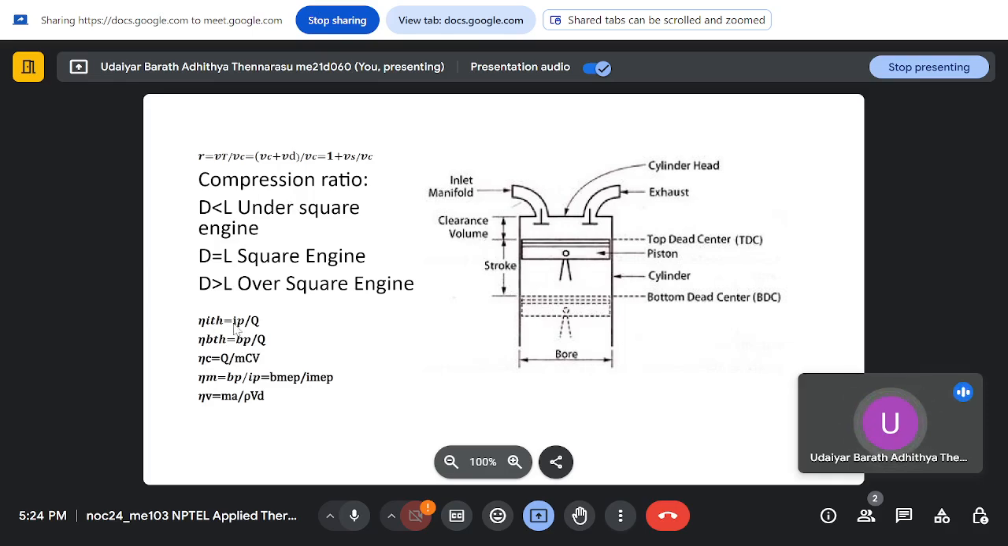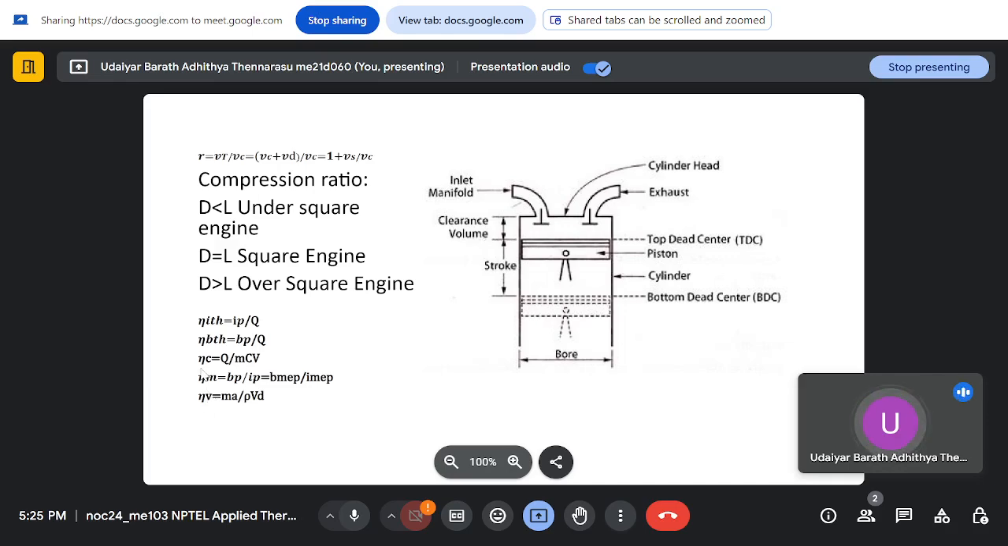Your indicated thermal efficiency is indicated power divided by heat supply, and similarly brake thermal efficiency is brake power divided by Q. The difference between indicated power and brake power is friction power, which is lost due to friction. Your combustion efficiency is the heat supplied divided by the calorific value of the fuel, and the mechanical efficiency is brake power divided by indicated power, or brake mean effective pressure divided by indicated mean effective pressure, or brake thermal efficiency divided by indicated thermal efficiency.